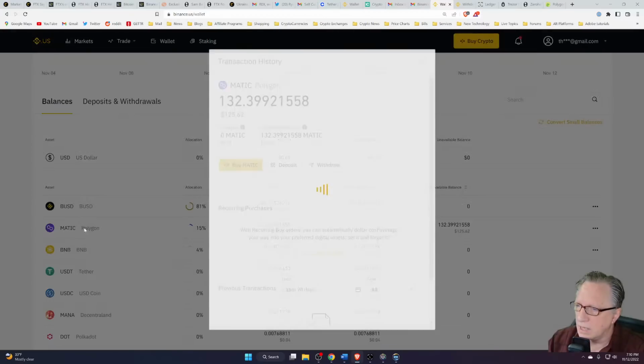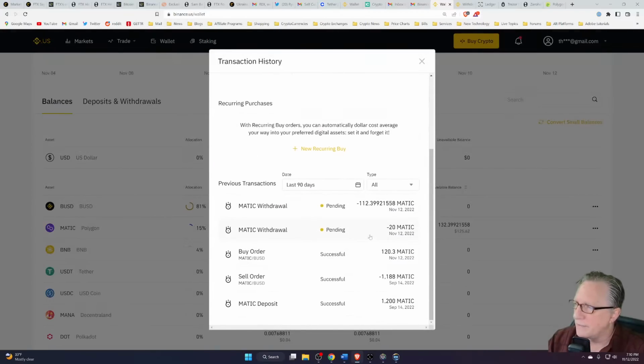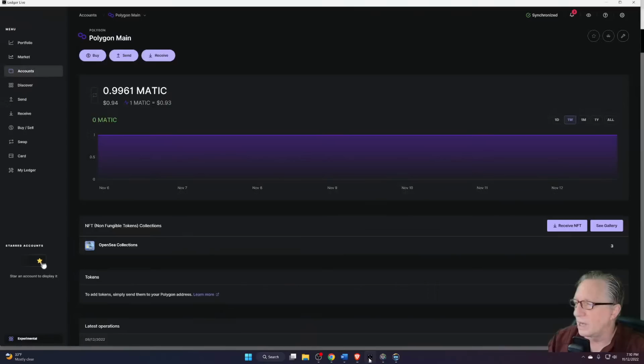And if we look here, you can see that I have 2 MATIC withdrawals processing. One of them I used ERC20. The other one I used MATIC or Polygon, right? Native Polygon. Let's take a look at what's going on in my wallet.